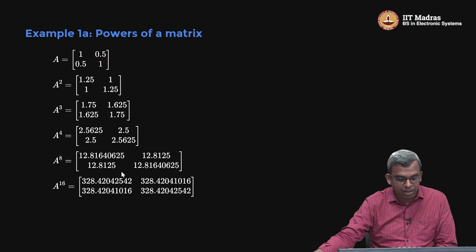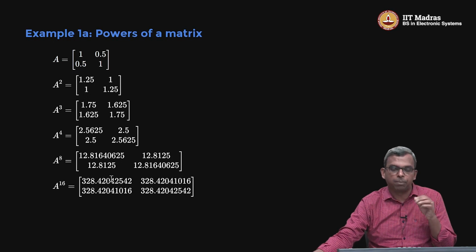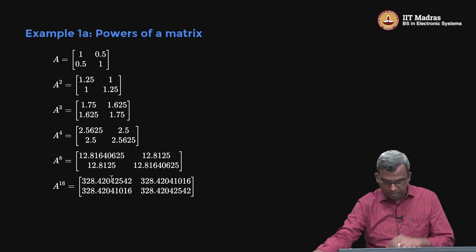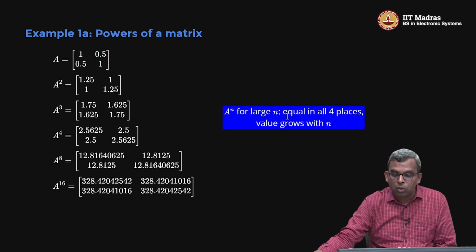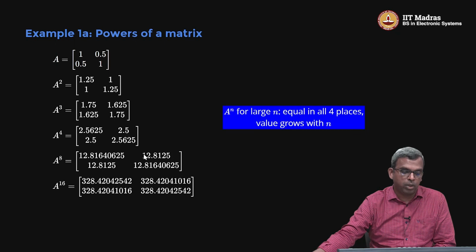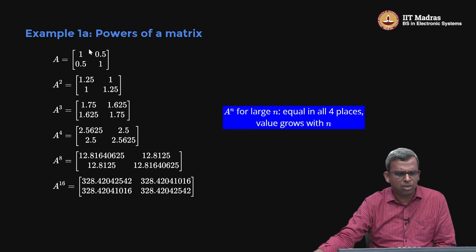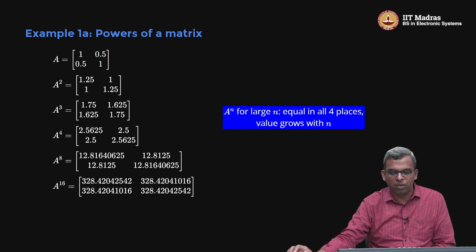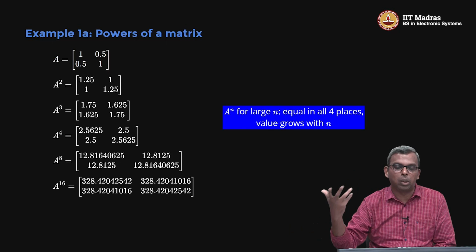So, here is A power 16. You notice that all 4 entries are becoming closer and closer to each other, but they are all blowing up. Okay, they are all growing, maybe even exponentially in n. So, this is the observation: A power n for large n in this case seems to be equal in all 4 places and the value grows with n. You can see it is very different from what happened in the diagonal case, right? In the diagonal case we had A power n, but the off diagonal elements were always 0. Here, all of them are becoming equal.